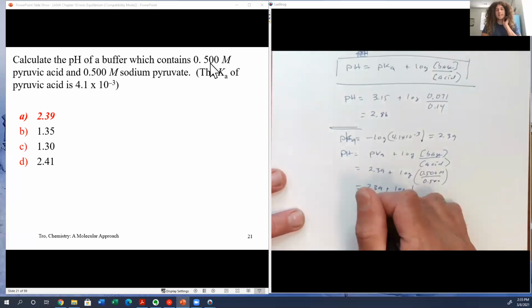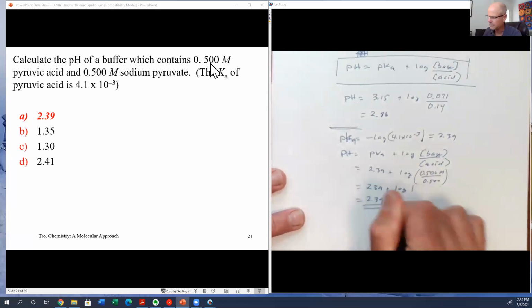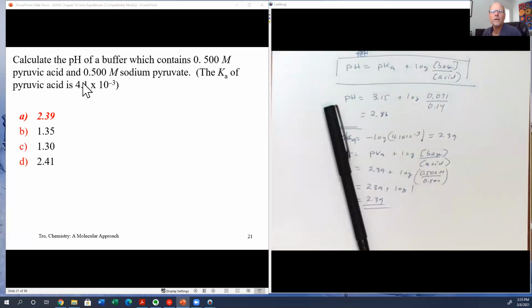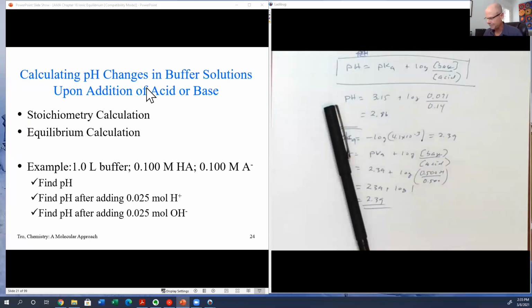So this is equal to 2.39. Okay, so notice, it's really nice. When the two buffer components are equal, then pH is just equal to pKa every time, according to the Henderson-Hasselbalch equation. So you can solve those kinds of problems really quickly. Okay, does that make sense?